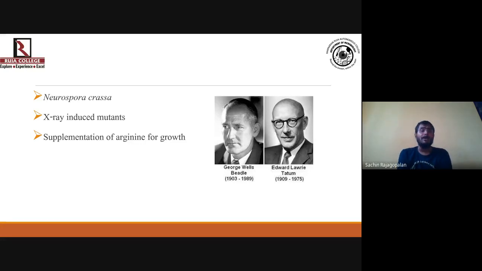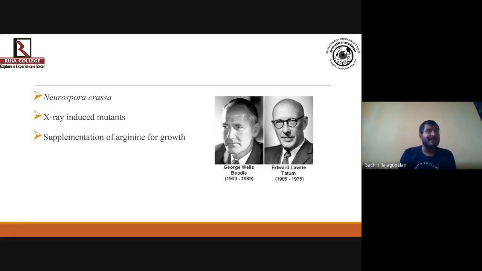Okay, the study model was Neurospora crassa. They introduced mutants, or rather mutations, in Neurospora crassa by exposing them to X-rays. Okay, and the mutation that they created was that the enzymes required for biosynthesis of arginine, which is an amino acid, were mutated. So the genes coding for those enzymes were mutated. Let me tell you, it's not one enzyme, it's a pathway. Biosynthesis of arginine is a pathway.